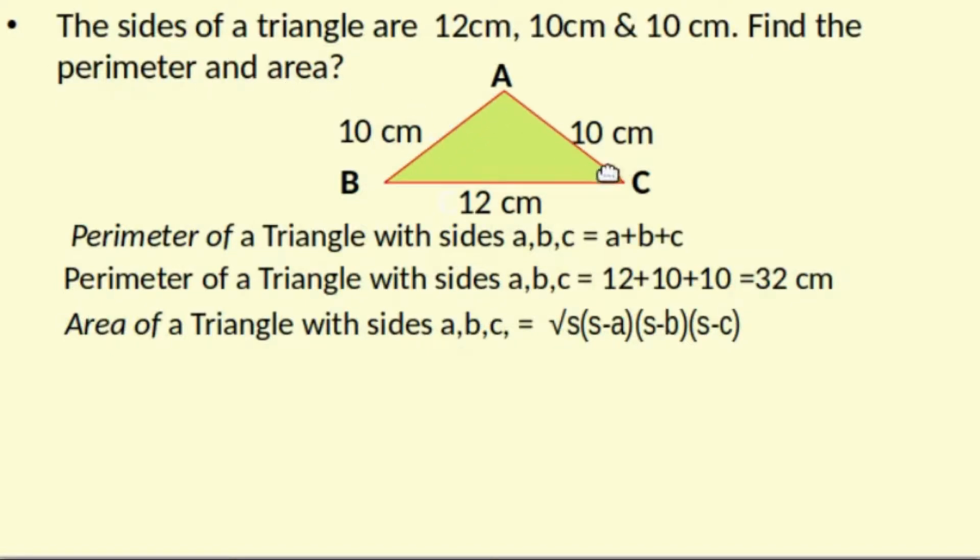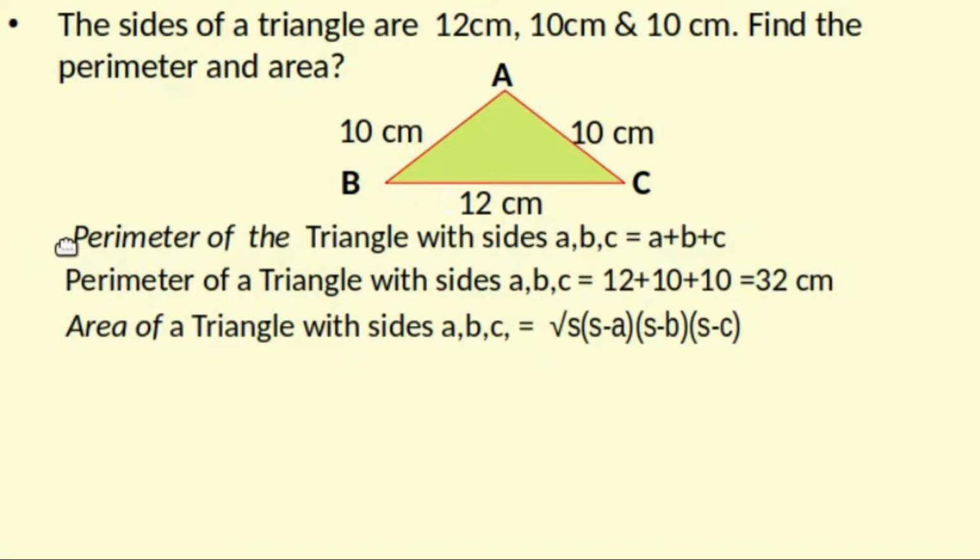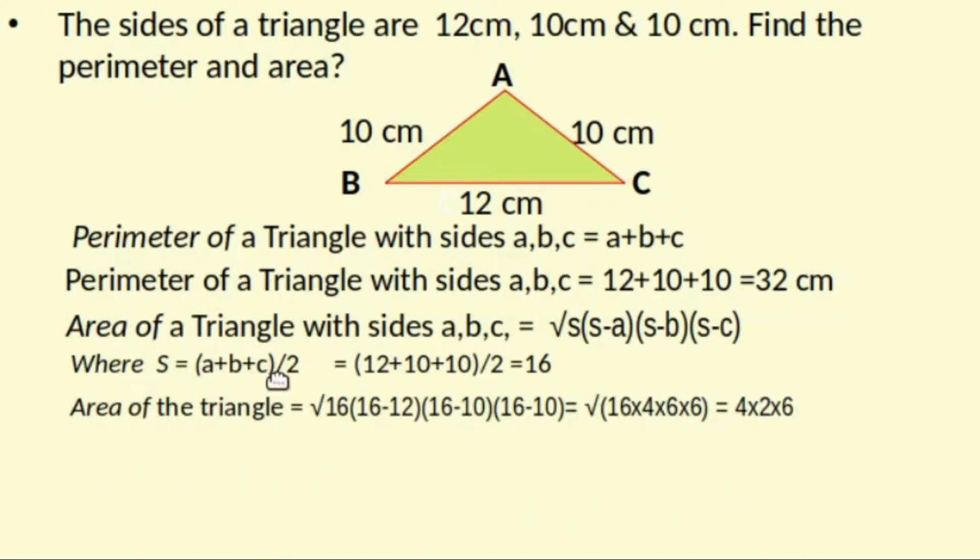Here I have drawn a triangle ABC with the given sides. We know the perimeter of a triangle with sides ABC equal to A plus B plus C. Here what will be the perimeter? 12 plus 10 plus 10, that is equal to 32 centimeter. And what about the area? Area of a triangle with sides ABC equal to root of S into S minus A into S minus B into S minus C, where S is equal to A plus B plus C whole divided by 2, that is equal to 12 plus 10 plus 10 whole divided by 2 equal to 16.